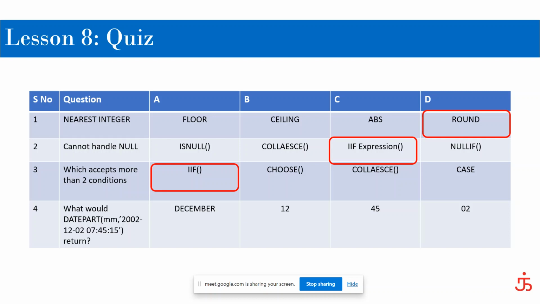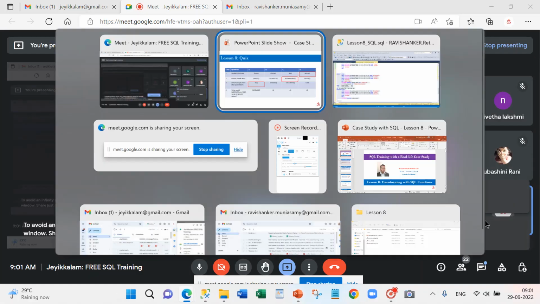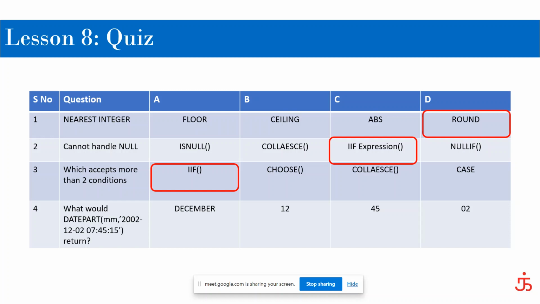And the fourth one, what would be the answer? Can you guess for 4? The question I will read: DATEPART MM of 2002-12-45. Okay, I think you guys are good. I thought some of you might get confused, but it's not a date name, it's a date part. Yes, it will return 12. Good guys, I think you are able to answer it correctly.